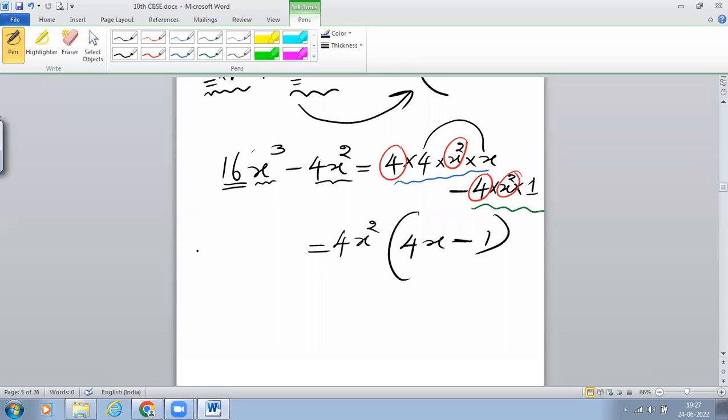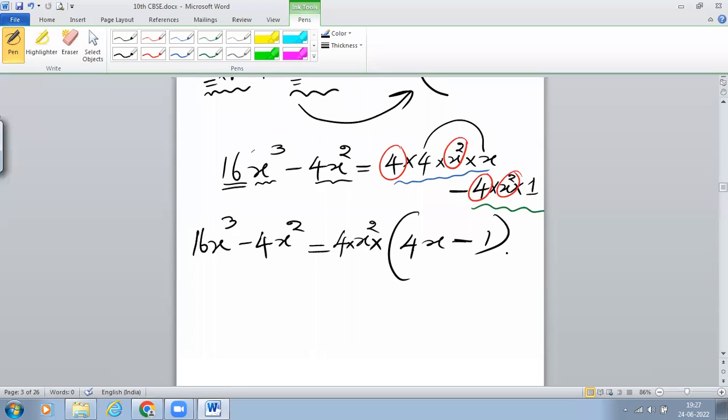So now listen. 16x cube minus 4x square we have factorized as 4 into x square into (4x minus 1). This is the factorization of 16x cube minus 4x square. Because I have already told you, factorization means writing it as a multiple of its factors. Therefore, for 16x cube minus 4x square, 4 is a factor, x square is a factor, and 4x minus 1 is also a factor. There are 3 factors: 1, 2, 3.